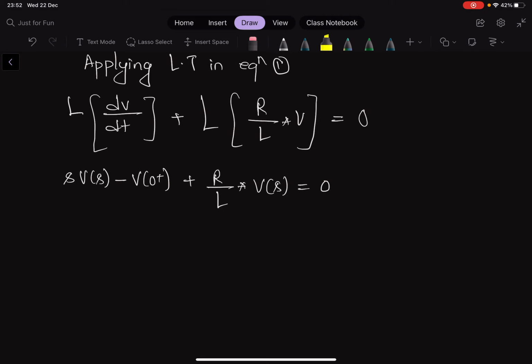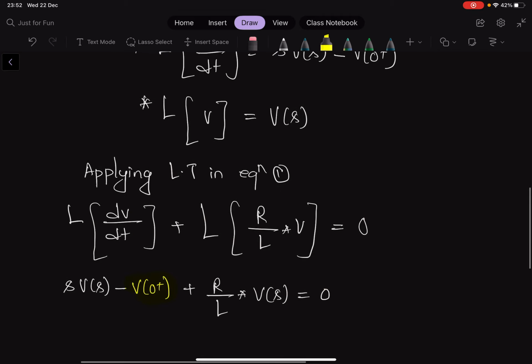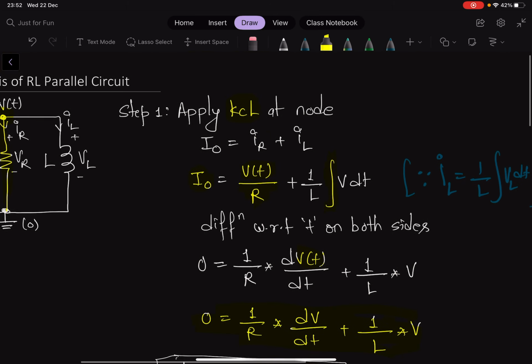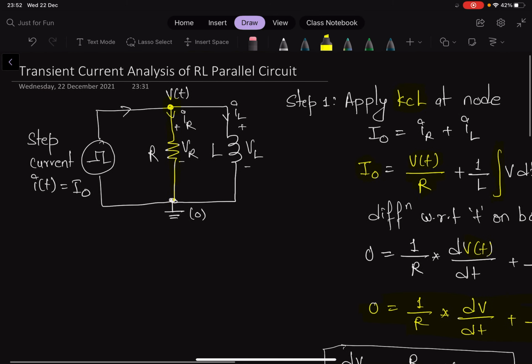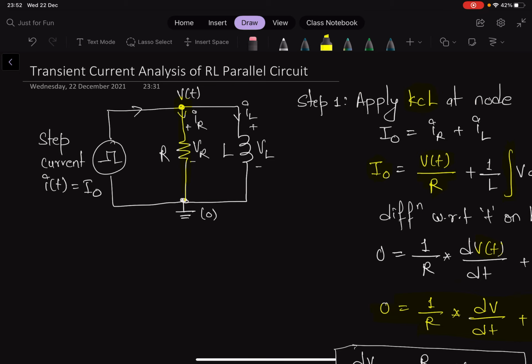Now what we need to do is know what our initial condition is. Based on the circuit, if you look at the circuit here, the circuit is our RL circuit, and the initial condition is basically what was happening previously, or based on the circuit, what the state of the circuit was in a previous condition. Normally initial conditions should be given to you.